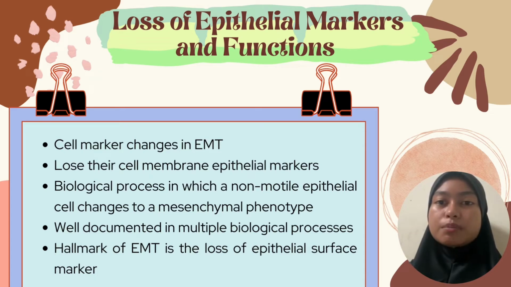Next is the loss of epithelial markers and function. During EMT, epithelial cells lose their cell membrane epithelial markers and acquire mesenchymal markers and metastatic traits. The EMT is a biological process in which a non-motile epithelial cell changes to a mesenchymal phenotype with invasive capacities. This phenomenon has been documented in multiple biological processes, including embryogenesis, fibrosis, tumor progression, and metastasis. The hallmark of EMT is the loss of epithelial surface markers, most notably E-cadherin.